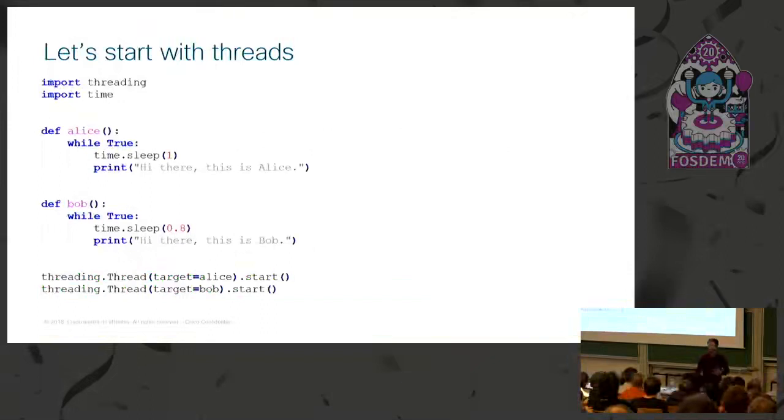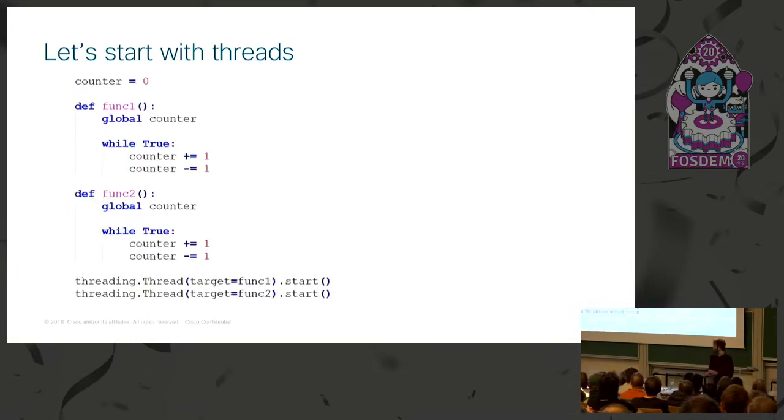Now, things become more complex if these threads have to coordinate with each other, if they have to exchange data somehow. For instance, in this example, you see there's a global variable counter, and both threads are trying to manipulate that variable. First we are doing an increment, and then we are doing a decrement. Both threads are doing exactly the same thing. Now we can try to execute this.